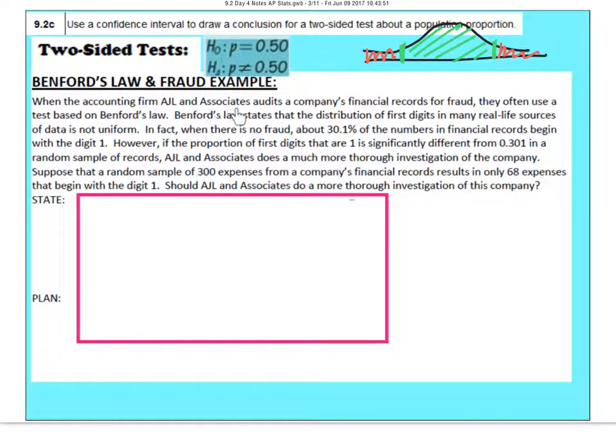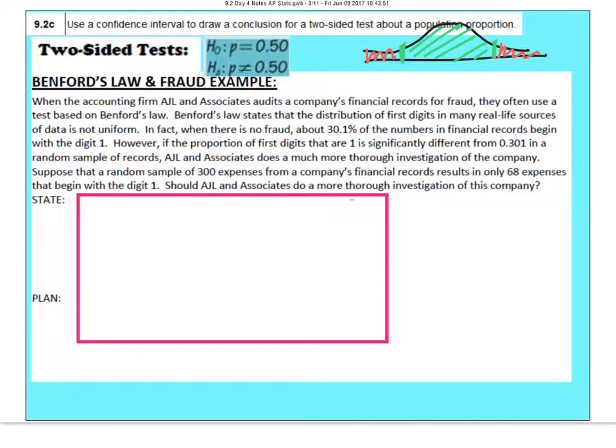When an accounting firm audits a company's financial records for fraud, they often use a test based on Benford's law. Benford's law states that the distribution of the first digits in many real-life sources of data is not uniform. In fact, if there is no fraud, about 30.1% of the numbers in financial records begin with the digit 1. However, if the proportion of first digits that are 1 is significantly different from 0.301 in a random sample of records, then the firm does a much more thorough investigation of the company.